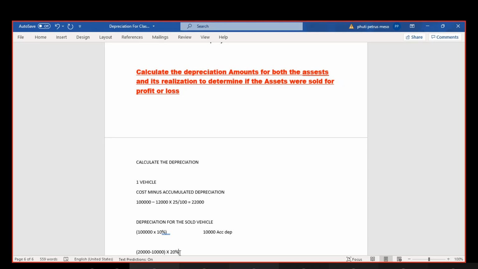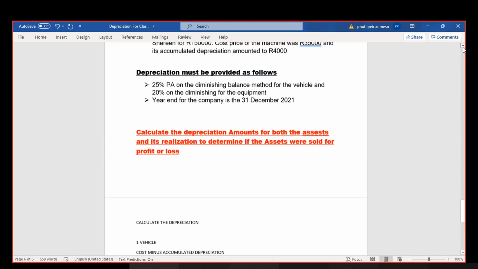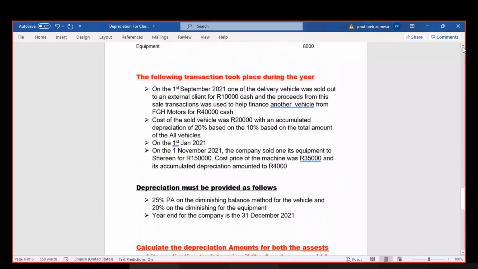So basically you'd say 10,000 multiplied by 20%, which is about 2,000 rand. And then you're going to look at the adjustments in terms of the months. So the question says that the cost of the sold vehicle was at 20% based on the 10% of the total amount of all vehicles.